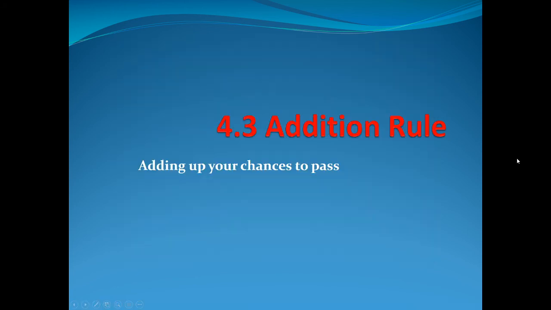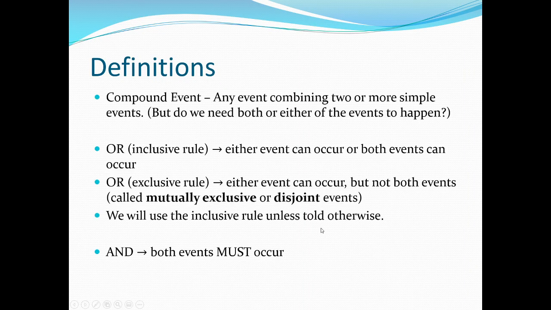So this is going to be about the third chapter of the probability section, section 4 of our stats, and this is going to be about the addition rule. There's an addition rule and a multiplication rule in probability that deal with addition and multiplication, respectively. We're going to focus on the addition one today. And so, a few definitions here.